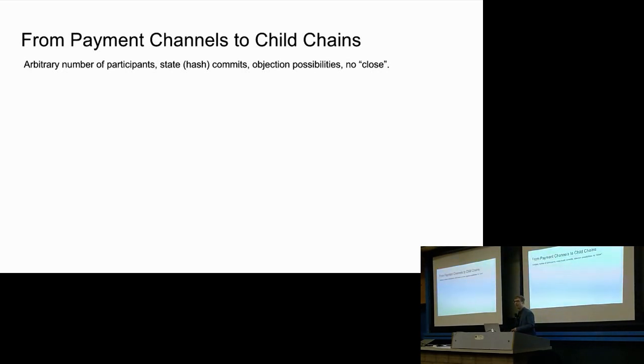So these child chains are very similar to payment channels. The difference is that they run a full blockchain protocol instead of just this single payment channel. And you usually do not close them, but instead, at regular intervals, you just post the current state of the chain into the main chain. Okay, let's take a look at that in detail.